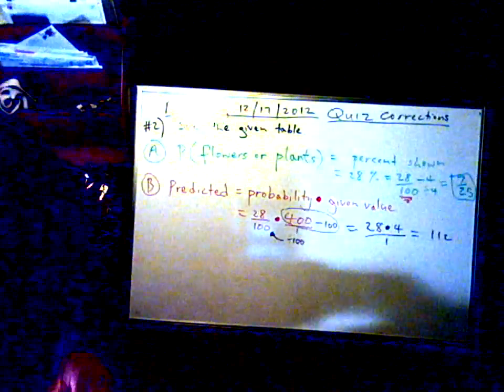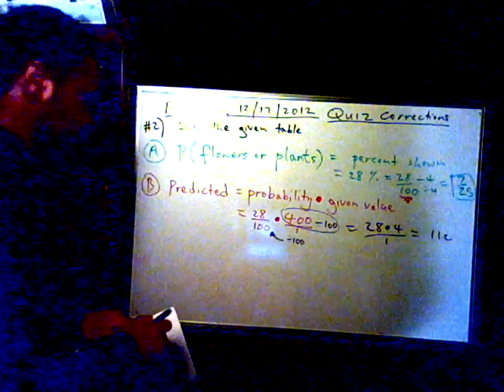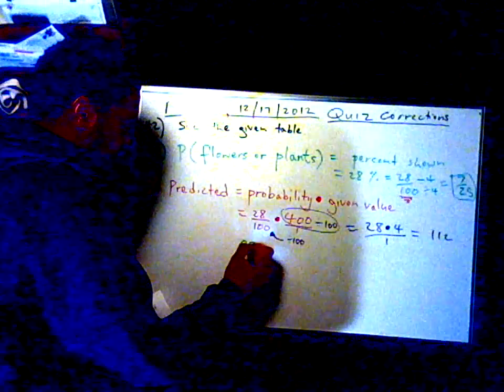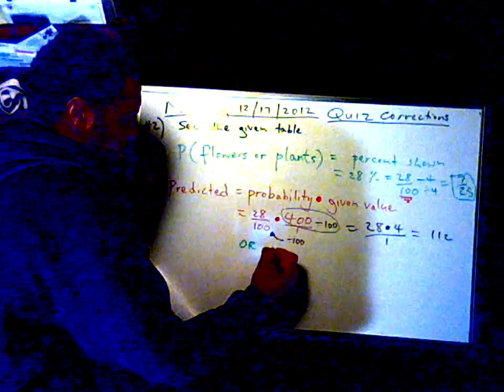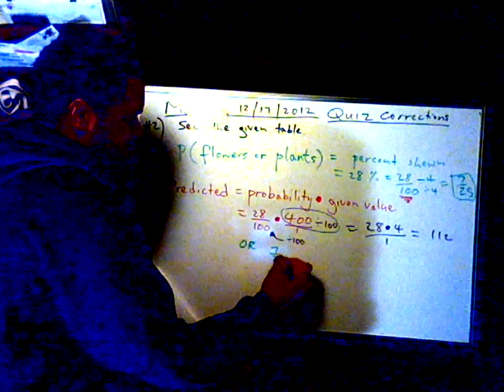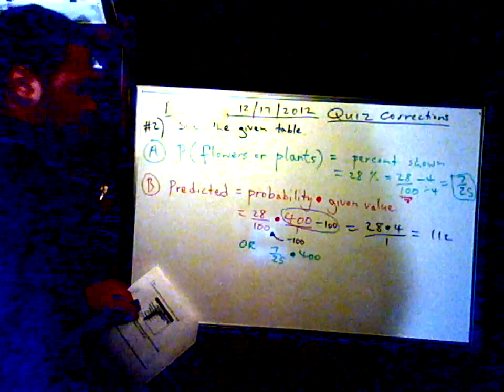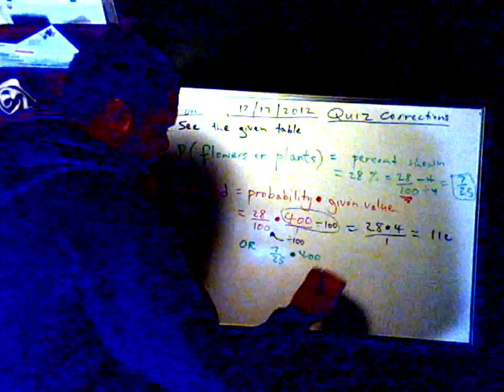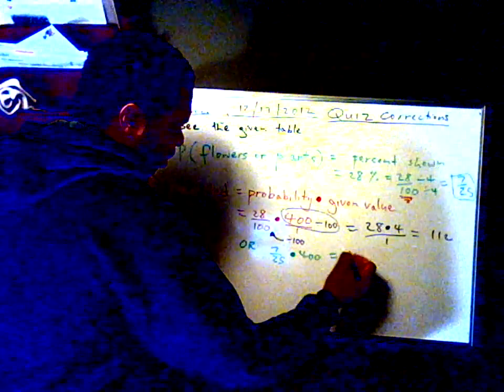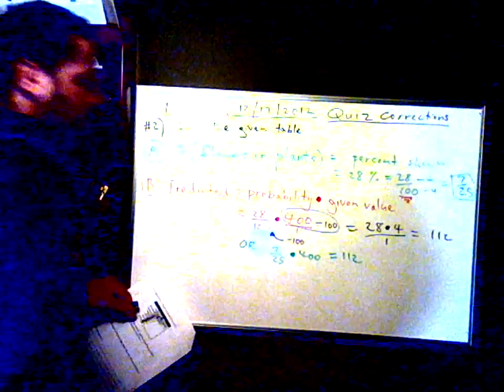Or you could have done it the other way that you probably did it. You could have done it like this, 7 out of 25 multiplied by 400. Some of you probably did it in the calculator. That would have given you the same answer, 112.